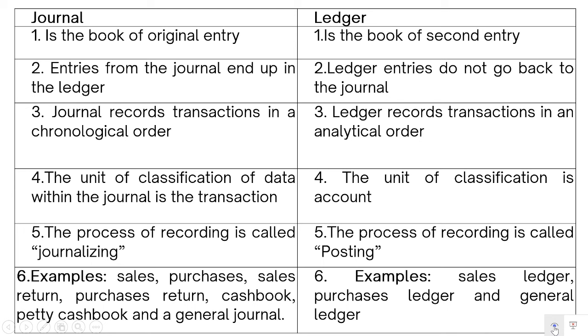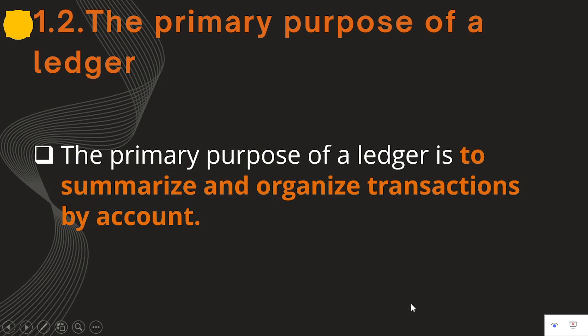Examples of journals include the sales journal or sales daybook, purchases daybook, sales returns daybook, purchases returns daybook or purchases returns journal, cash book journal, petty cash book, and general journal. Examples of ledgers include the sales ledger, purchases ledger, and general ledger. The primary purpose of a ledger is simply to summarize and organize transactions by account.